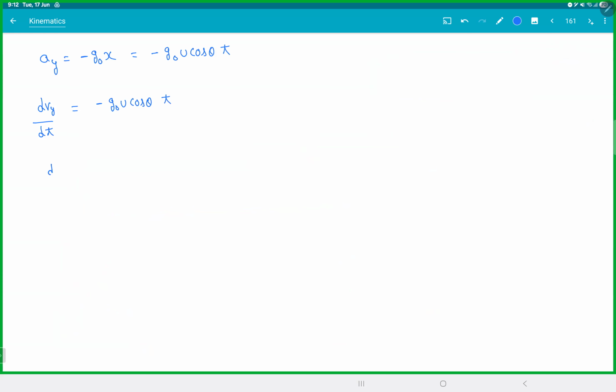Integrate this on both sides. dvy is equal to minus g naught. You can't use your regular equations because acceleration is changing. Integral t dt. When time is 0, your velocity is u sine theta. Remember, this is the initial vertical velocity. This is t and this is vy. This will be vy minus u sine theta is equal to minus g naught u cos theta t square by 2. This will give you velocity in the vertical direction.